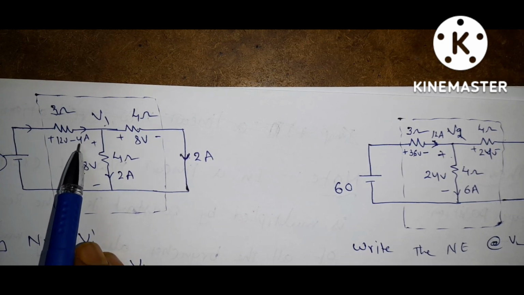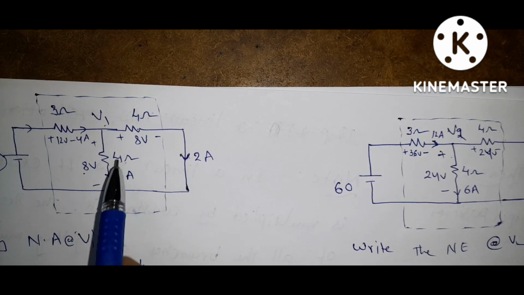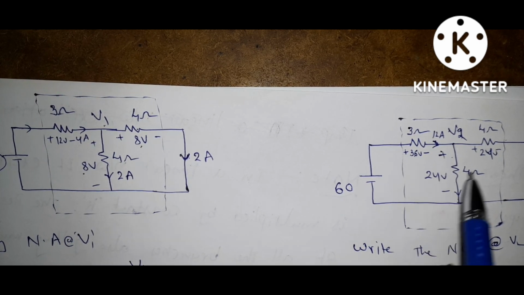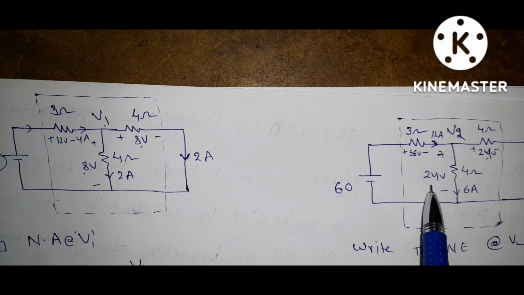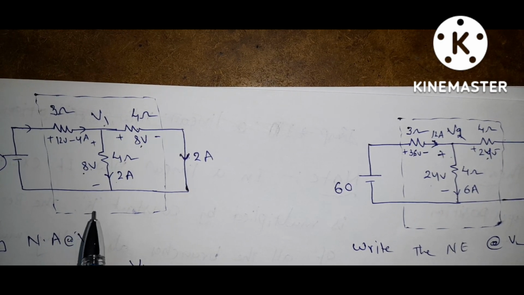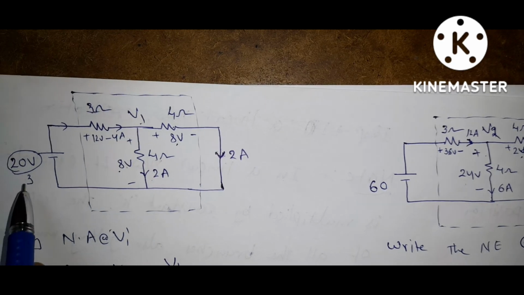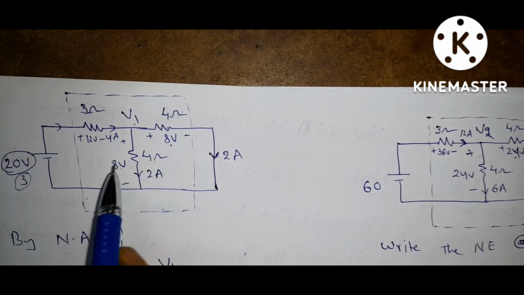If you multiply this 4 by 3, you will get 12. If you multiply this 8 by 3, you will get 24. Again this 8 into 3, you will get 24. 2 into 3, 6. 2 into 3, 6. That is, in any linear network, if the excitation is multiplied by some constant k, all responses are multiplied by the same constant k.